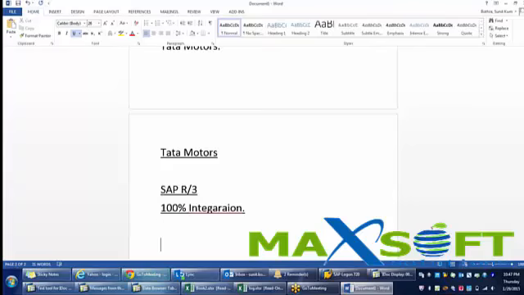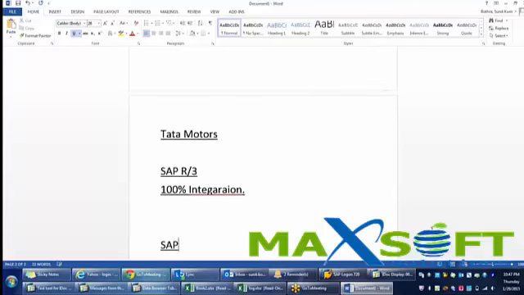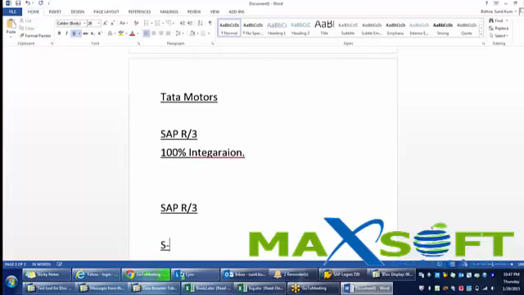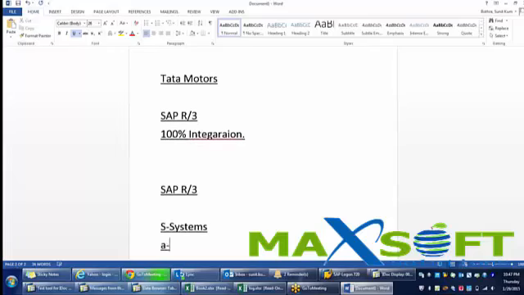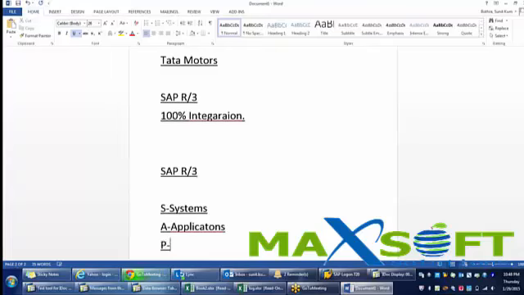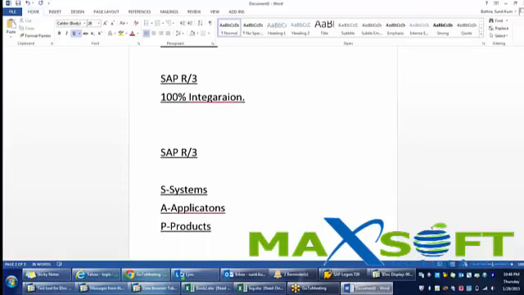Right. So let me take you to the full form. Basically, SAP R/3, where SAP stands for Systems, Applications, Products in data processing.